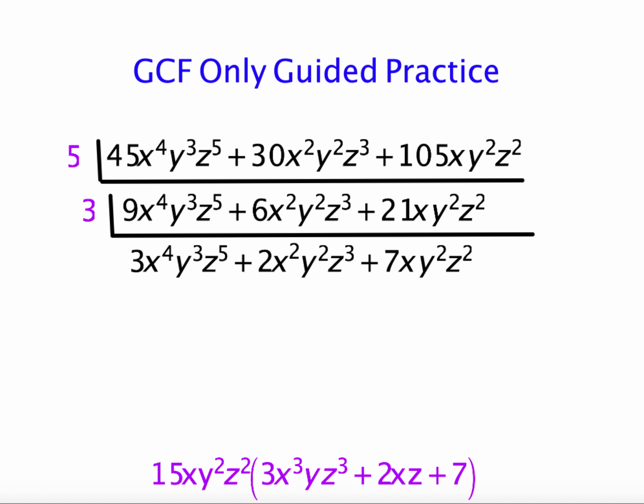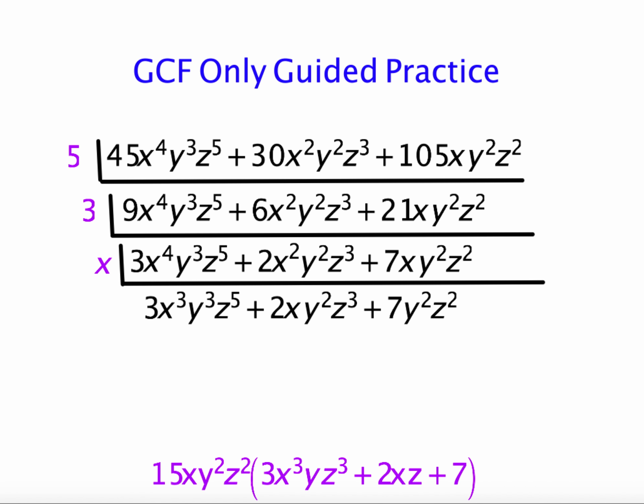That gives me this lovely polynomial. Looking at the x terms, we have an x to the 4th, an x squared, and an x. So the greatest factor that those terms share is an x. Dividing through by x, I have x to the 4th ends up with x to the 3rd. X squared divided by x is x. X divided by x is just 1.